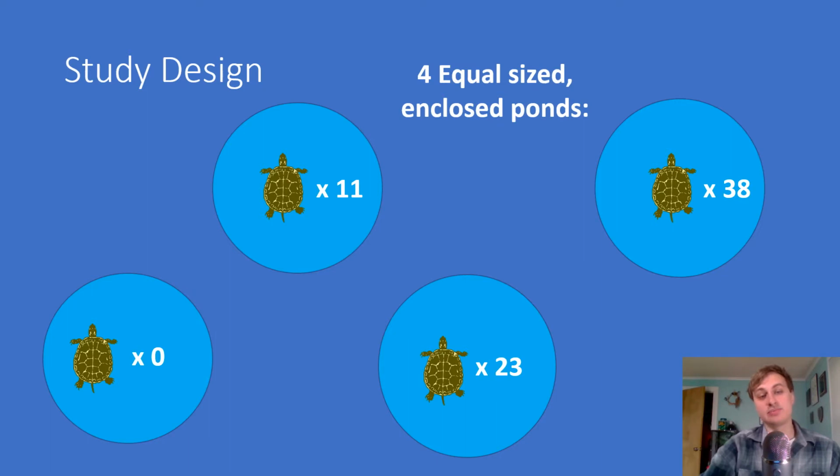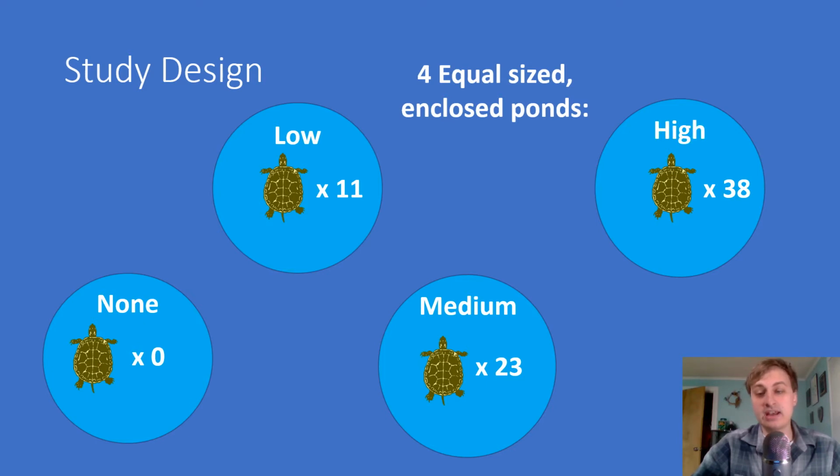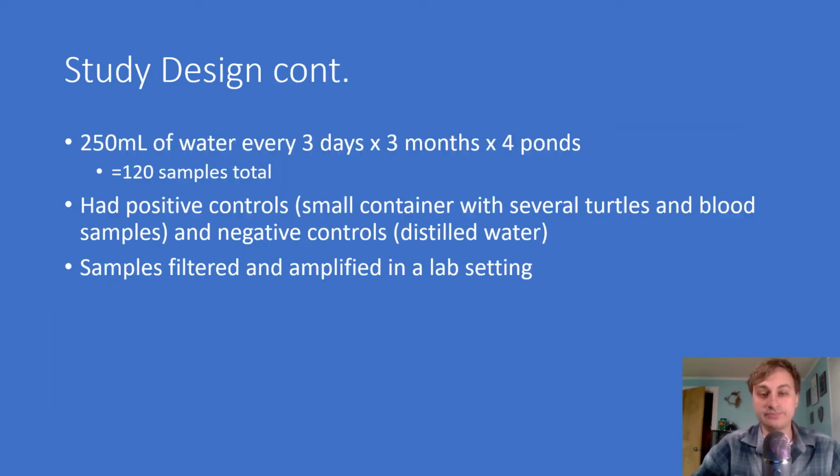Their study design was pretty simple. They had 4 man-made ponds that were all enclosed and equal in size. They were enclosed with an electric fence, I believe they said, to prevent the turtles from leaving the pond as well as other turtles from coming in. They wanted a known amount of turtles in each pond. The first pond had no turtles. The second had a low number, 11. The third had a medium number, 23, and the fourth had a high number, 38 turtles.